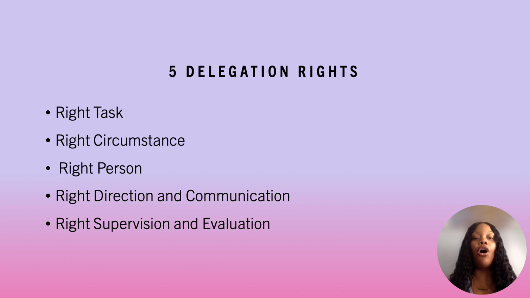So before we go off just saying you get a task, you get a task, you get a task, there are 5 rights that we need to check off when we are delegating a task to someone. So the first one is the right task. We want to make sure that we are delegating tasks that are within the scope of practice of the person that you are delegating to.